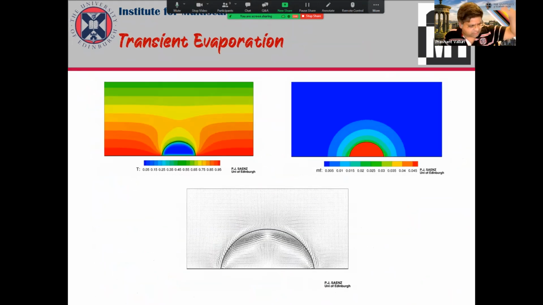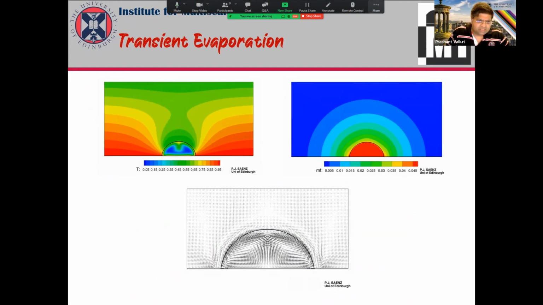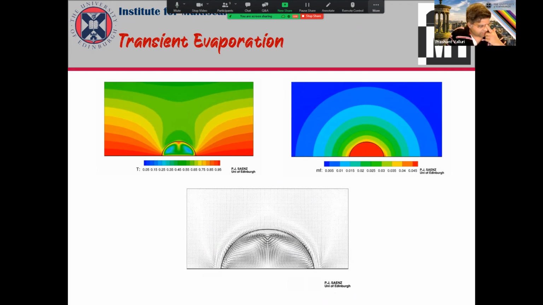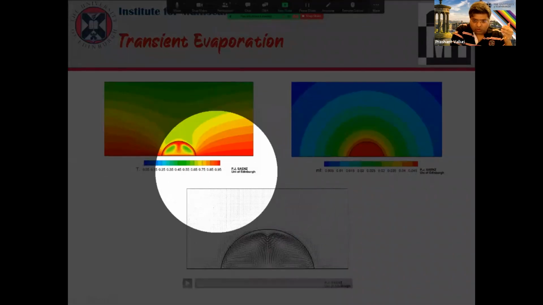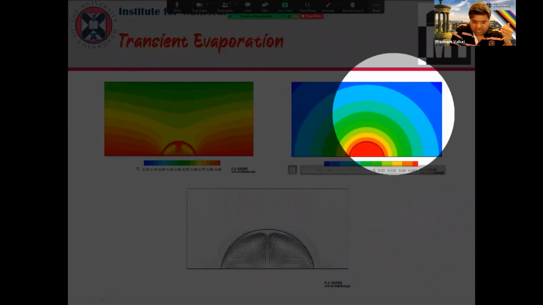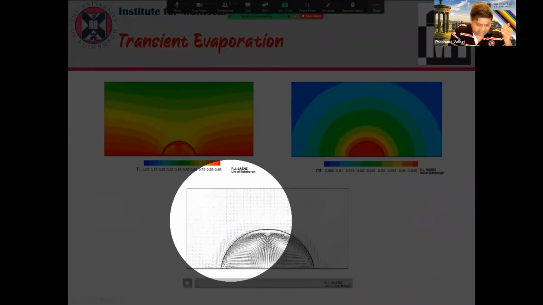So if you look at this, it is the preliminary 2D cut of a 3D system. So you can see that everything is predicted as normal. This is the temperature plot here. This is your mass transfer. This is the mass fraction plot. And this is the internal waves with the internal velocity plot.